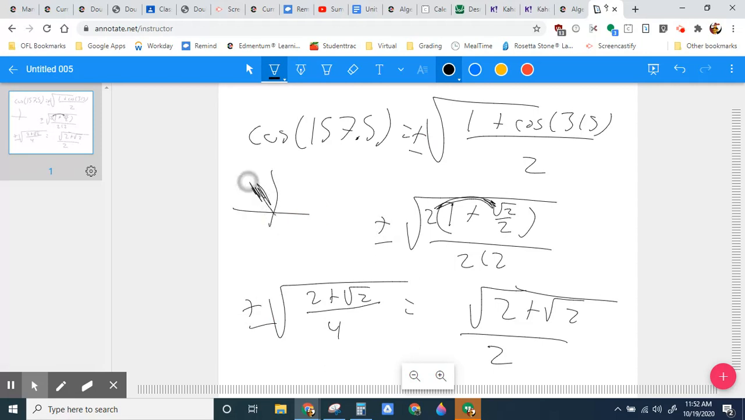Now remember, these are supposed to be plus or minus, but because cosine of 157 is on the negative side for cosine. So remember the unit circle, if we're on the second quadrant, cosine is negative, then this is going to be negative square root of 2 plus square root of 2 all over 2. Does that make sense?